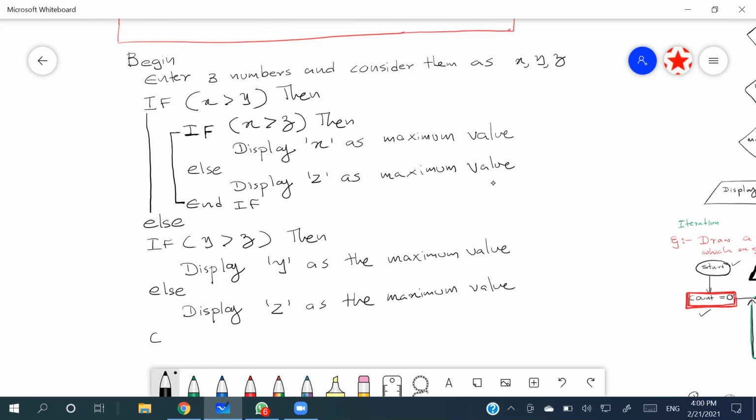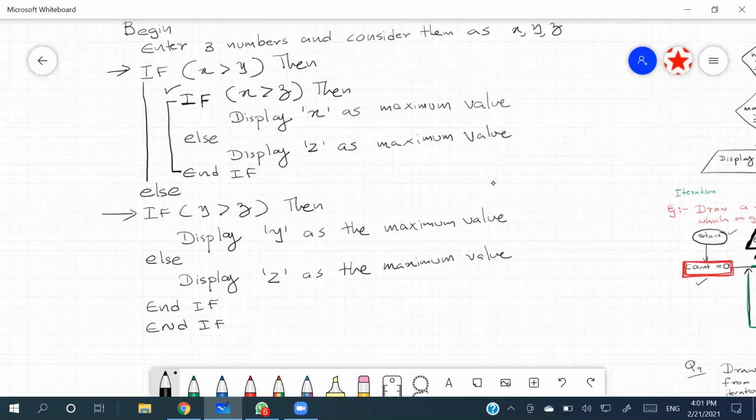And then two end ifs should be there, because one if is here and here we got another else if part. So one end if and another end if. And for this if, there is already an end if. And very finally, you should have the end for the beginning.